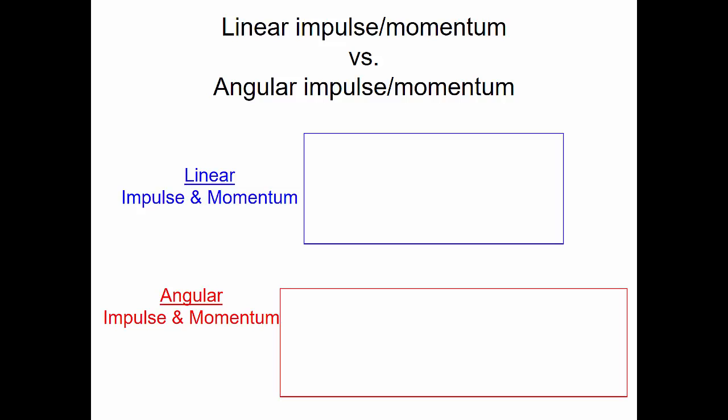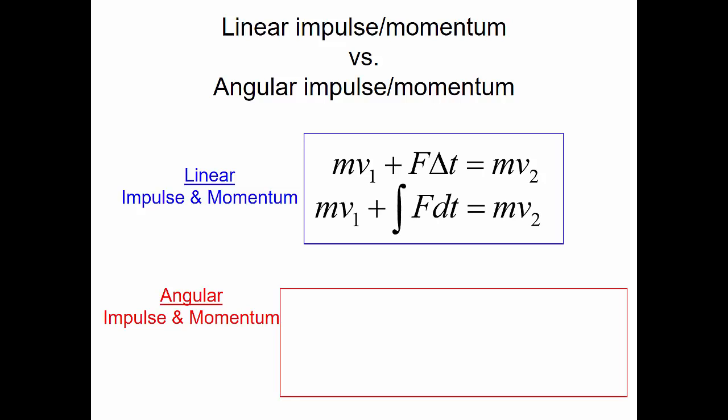We've already established these equations. For linear impulse and momentum, we have a mass times an initial velocity plus a force times a change in time equals a mass times a final velocity. And if we have a changing force, we have a mass times initial velocity plus the integral of the force with respect to time is equal to the mass times the final velocity.